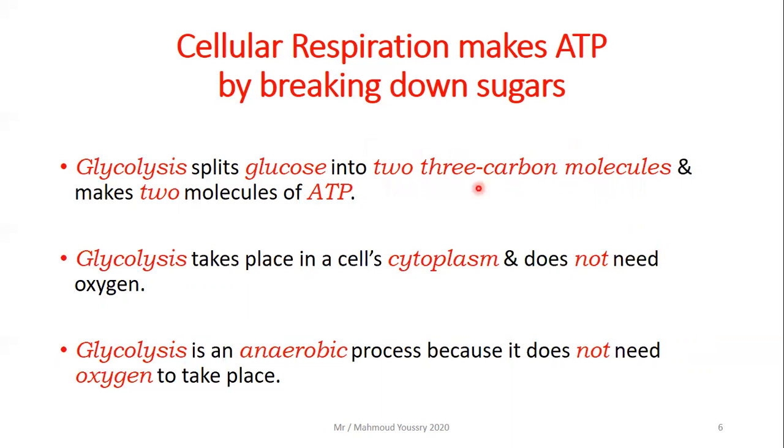Two molecules, each one of them contains 3 carbon atoms. Again, glycolysis splits glucose into two 3-carbon molecules and makes two molecules of ATP. Glycolysis takes place in a cell's cytoplasm and does not need oxygen. A process that does not need oxygen is named anaerobic. So glycolysis is an anaerobic process because it does not need oxygen to take place.